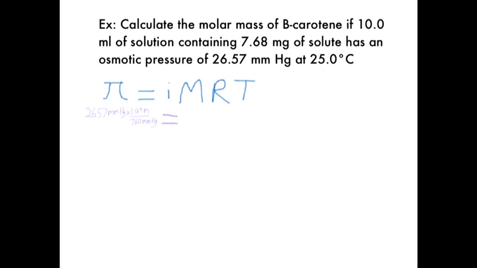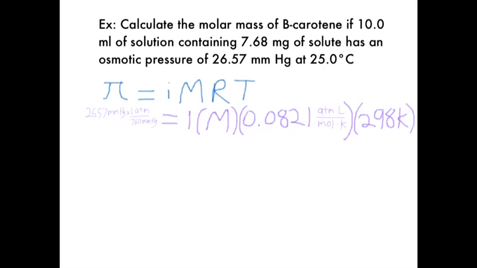i is again going to be 1 because beta-carotene has a weird name, that means it's covalent. M is the molarity, and I don't know what that is because I don't have the molar mass of beta-carotene. R is 0.0821 atmosphere liters per mole Kelvin. And then finally my temperature has to be in Kelvin because of the units of R, so that's going to be 298 Kelvin. When I solve for molarity by dividing both sides by 0.0821 and 298, I find out that the molarity is 1.429 times 10 to the negative third moles per liter.